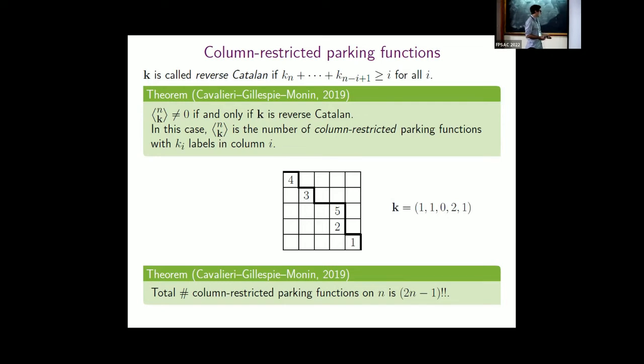And they also proved that if you sum over all of these coefficients, you get this really nice, beautiful formula, 2n-1 double factorial. Their proof was in terms of an insertion algorithm on the parking functions.